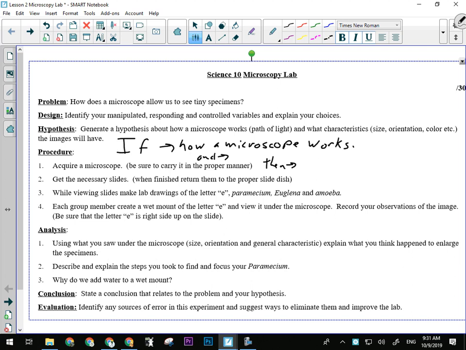So I want a prediction here about how the specimens we view under the microscope are going to appear. I'm looking for more than bigger. I'm just putting that out there. In terms of level of detail, I am looking for more than "then the specimens will appear enlarged." A little more detail, maybe a little bit about why. So put some stuff in there about the appearance of the specimens.